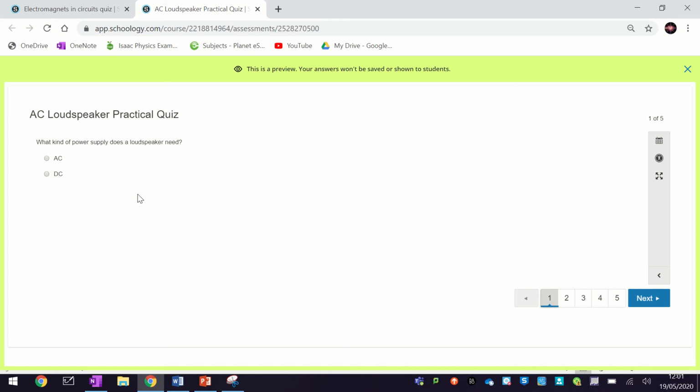Okay, so first of all, clue is in the name. We need an AC power source for a loudspeaker because we need the electromagnet to be constantly changing direction. So in the UK, as I said in the video, our electricity goes through cycles 50 times every second. So essentially we're getting one whole wave every 0.02 seconds. So that's why we get 50 every second.